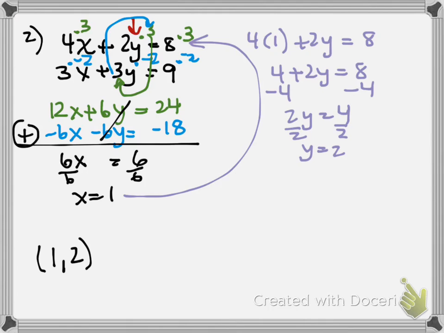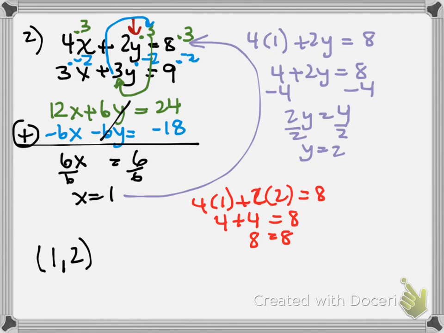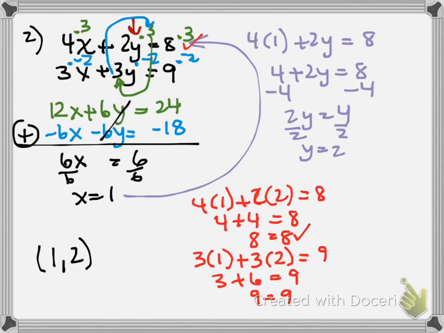What I want to make sure I do is to check my work. So 4 times 1 plus 2 times 2, we want to know if that equals 8. So I get 4 plus 4, which gives me 8, and 8 equals 8. So it satisfies the top equation. Second equation, 3 times 1 plus 3 times 2 equals 9. So we get 3 plus 6, which equals 9, and 9 equals 9. So it satisfies the bottom equation. So that's what you guys are going to be working on tonight. All right?